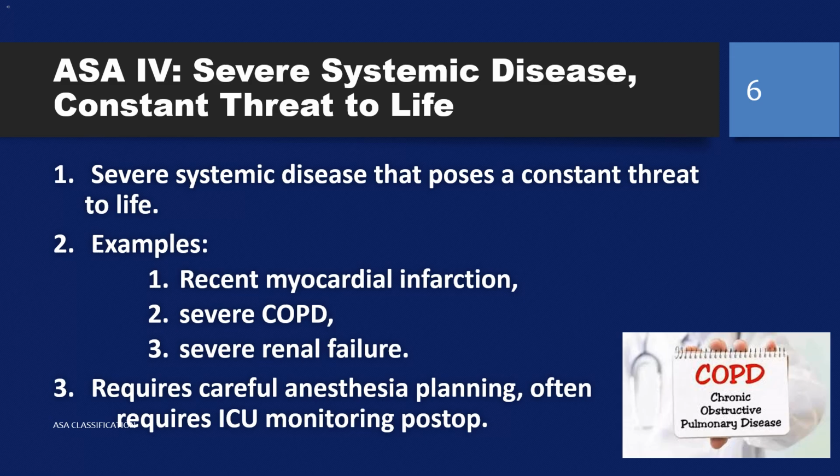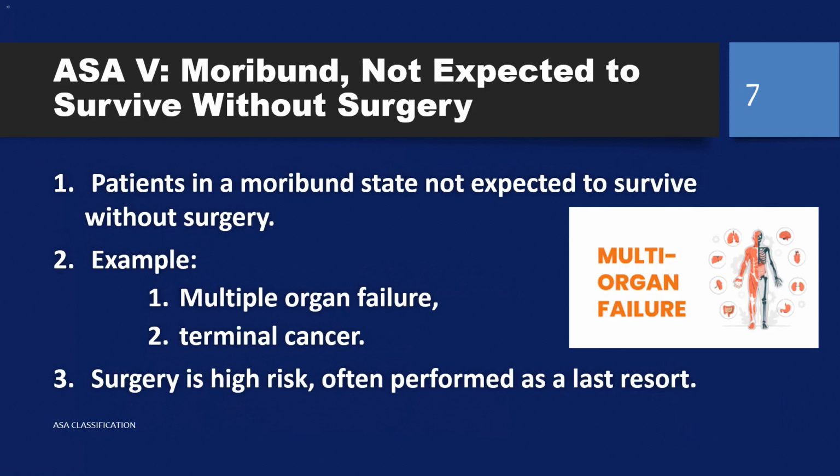ASA IV patients are critically ill and require careful anesthesia planning and management to minimize the risk of serious complications or death. ASA 5. Moribund, not expected to survive without surgery. 1. Definition. 1. Moribund state. Patients who are critically ill and unlikely to survive without surgical intervention. 2. Not expected to survive without surgery. Patients in this category are at high risk of death without surgery.